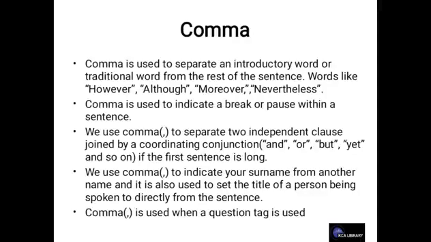Moving on, the comma is also used to indicate a break or pause within a sentence. It is used to show a slow down within a sentence, so readers are able to have a perfect reading. We use a comma to separate two independent clauses joined by a coordinating conjunction: and, or, but, yet, and so on, if the first sentence is too long. We also use a comma to separate our surname from other names, from our first name and the middle name.